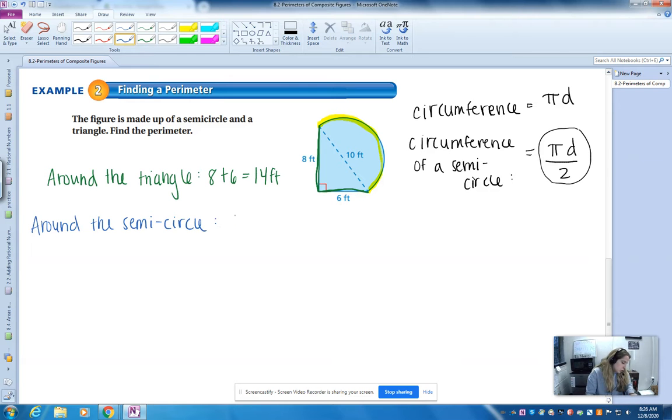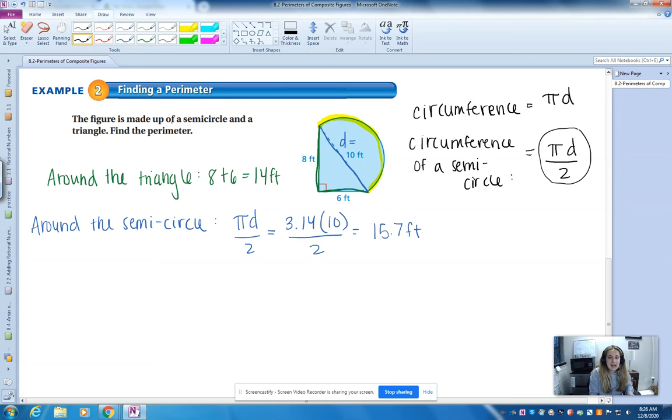Now let's go down here and find the perimeter around the semicircle. We are going to do pi times d divided by 2. I know that they give me 10 as the diameter because it goes from one end of the circle to the other through the center. I'm going to use 3.14 for pi. So 3.14 times the diameter, 10, divided by 2. In my calculator, I'm going to go 3.14 times 10, divide that by 2, and I get 15.7 feet as my circumference of the semicircle.